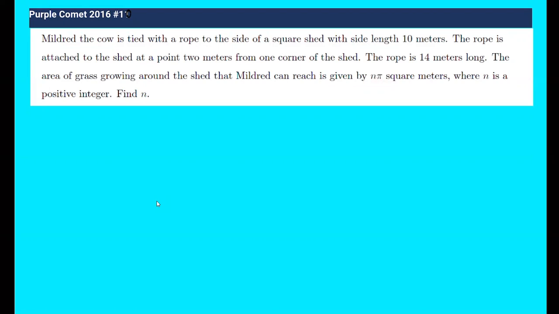So let's go ahead and draw maybe the square. That should be our first step. I'm going to just pick one corner. It doesn't matter which corner we are picking. So let's say this is my corner, and we are going to attach the rope 2 meters away from that corner. So let's say this is 2. Since each side of the square is 10 meters, the rest is going to be 8. So this is 10, this is 10, and this is 10.